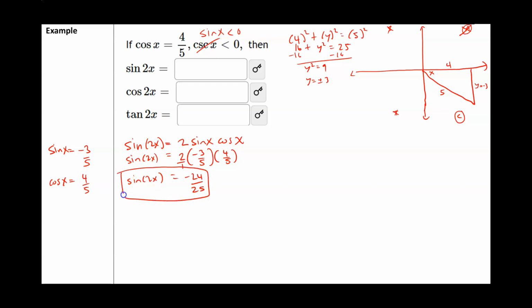So what this is telling us, whatever angle x is, the sine of 2 times that angle will be negative 24/25, whereas the sine of x is negative 3/5.